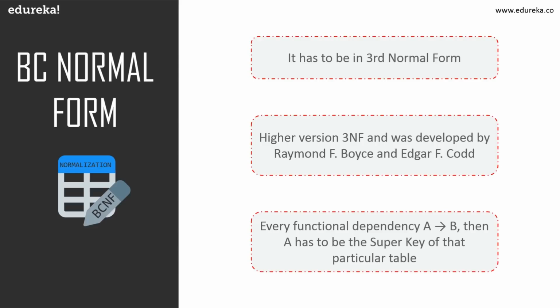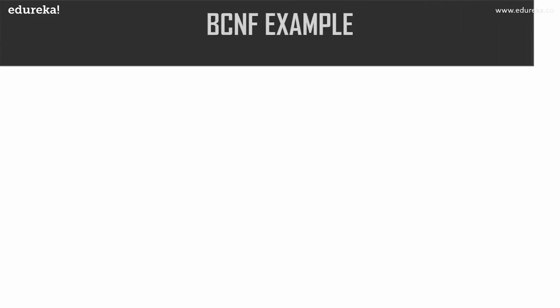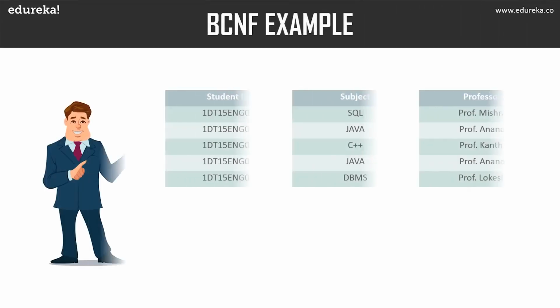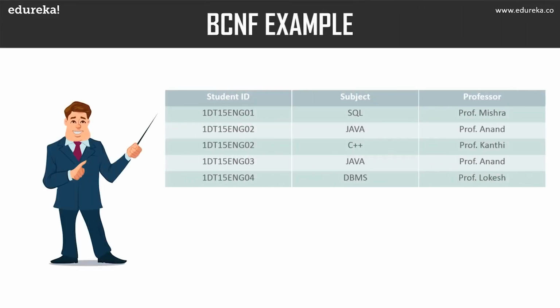So what is a superkey? A superkey is a group of single or multiple keys which identifies rows in a table. Let's look at the table to clearly understand Boyce-Codd normal form. In the given table, one student can enroll for multiple subjects. There can be multiple professors teaching one subject, and for each subject, a professor is assigned to the student. These are the necessary conditions of this table.